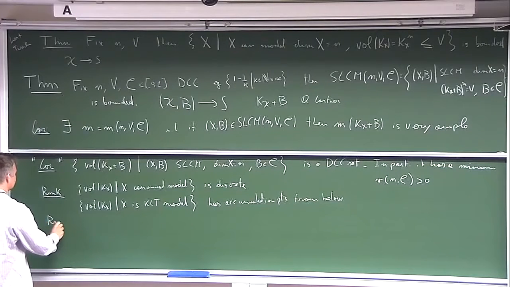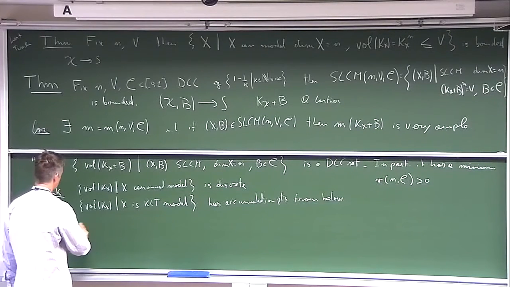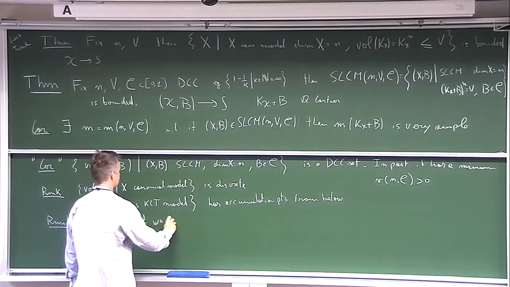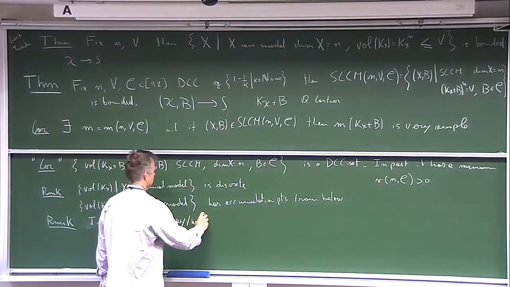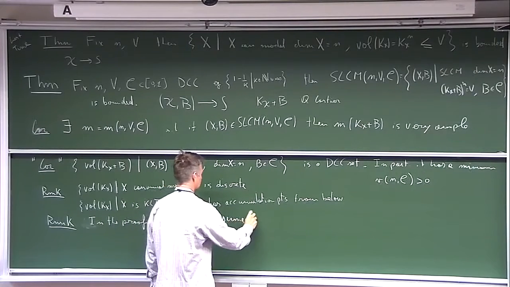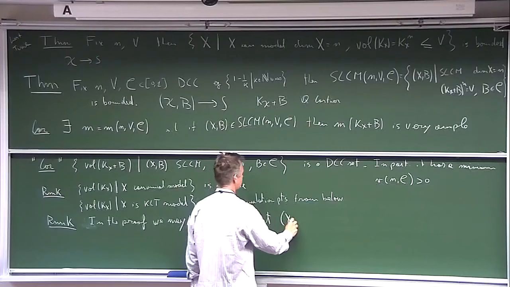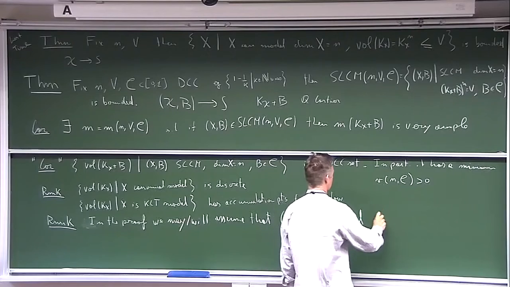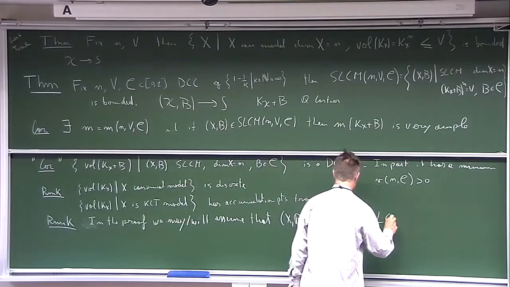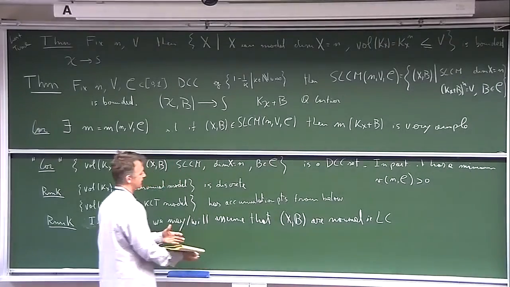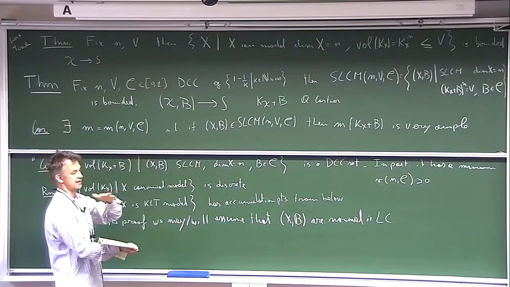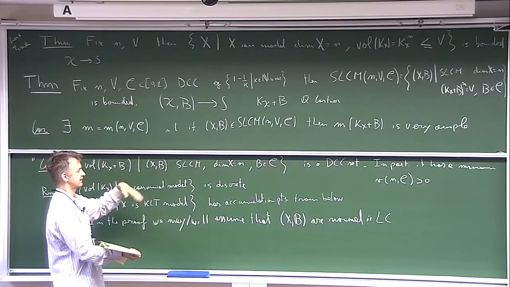And the other remark, I discussed it previously, but throughout the proof, we may, and hence will, assume that our pairs (X, B) are normal, so they are log canonical. The point is that if you have one of these semi-log canonical pairs, you look at the normalization, it breaks up into several components with a boundary reflecting the double locus.